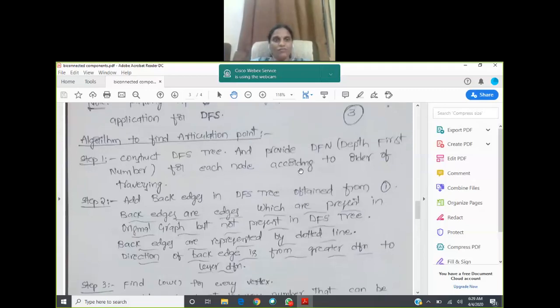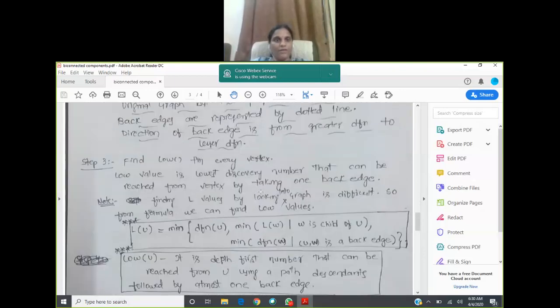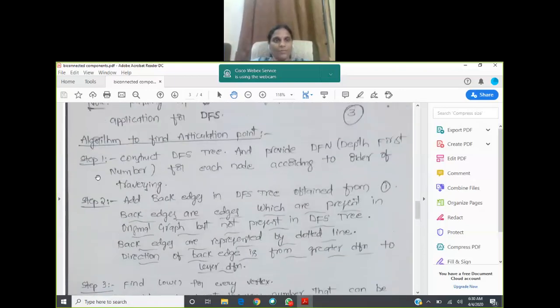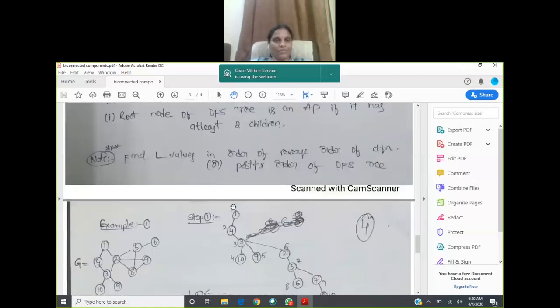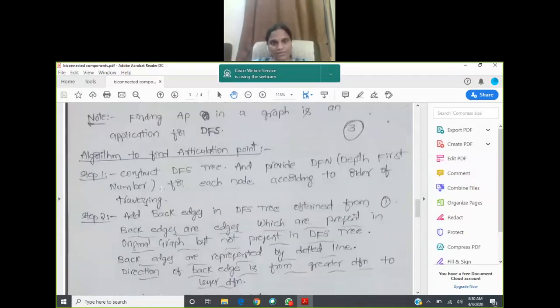See the algorithm to find articulation points. There are totally 4 steps in the algorithm. First, see step 1. The first step is to construct the DFS tree for a given graph G. I am explaining the algorithm along with the example shown on the next page. What is the first step? You have to construct a DFS tree, and along with that you have to provide the DFN. DFN stands for depth first number, for each node according to the order of traversal.